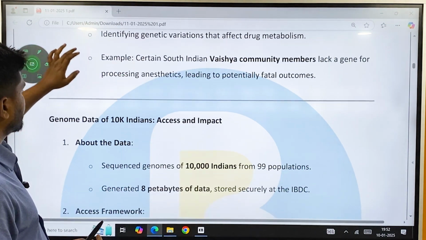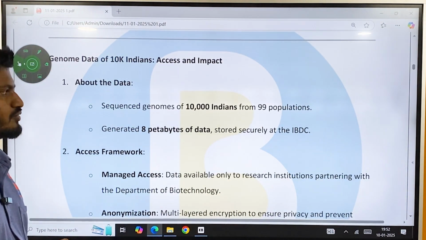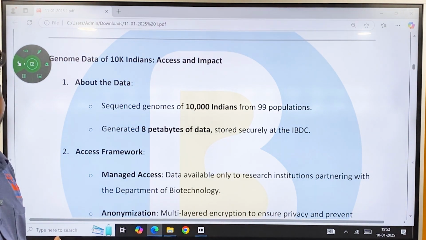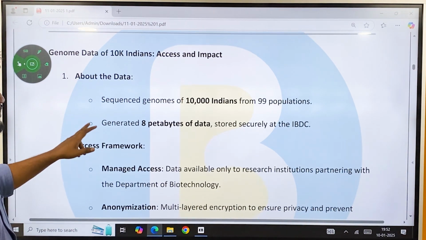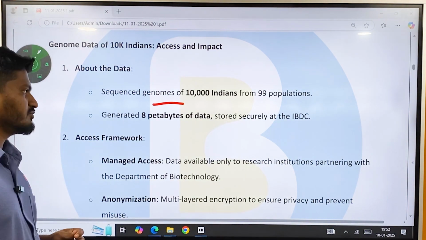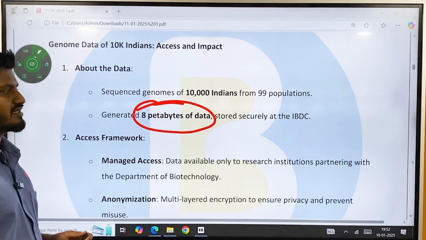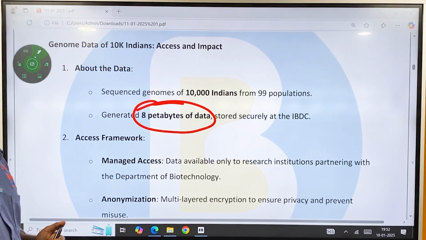Then, about the genome data of 10,000 Indians: who is it available to, and who can access it? The data is about 10,000 Indians from 19 populations. The total capacity is 8 petabytes of data, which is stored at the Indian Biological Data Center.